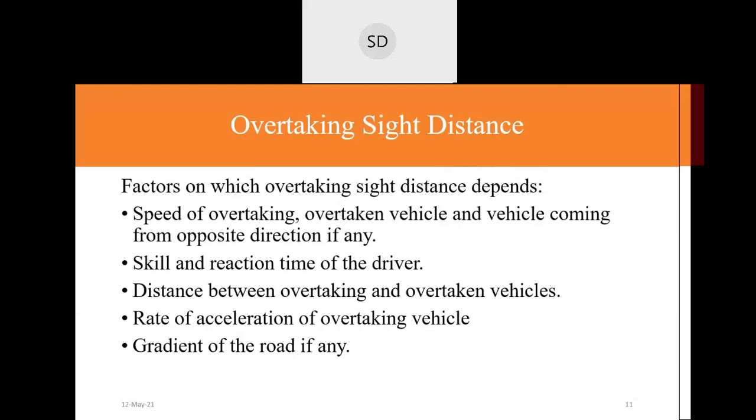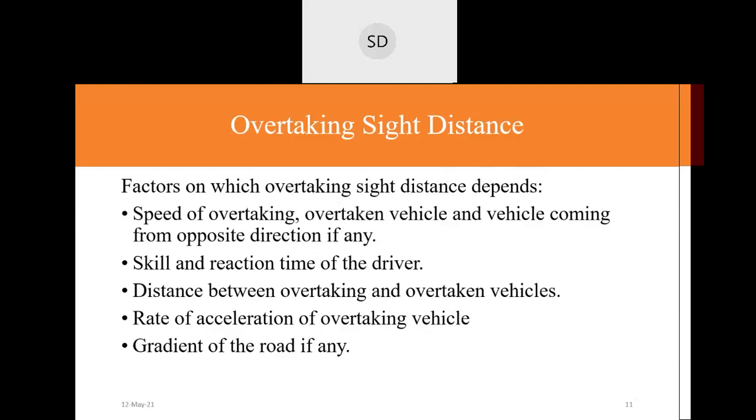If you consider the different factors which are important for the overtaking sight distance, these factors are the speed of the overtaking vehicle, that is the vehicle trying to overtake another vehicle. Another important factor is the speed of the overtaken vehicle, that is the lower speed vehicle, and the speed of any other vehicle coming from the opposite direction. That speed is also required, because otherwise the overtaking vehicle cannot perceive the situation, and some head-on collision or accident may happen.